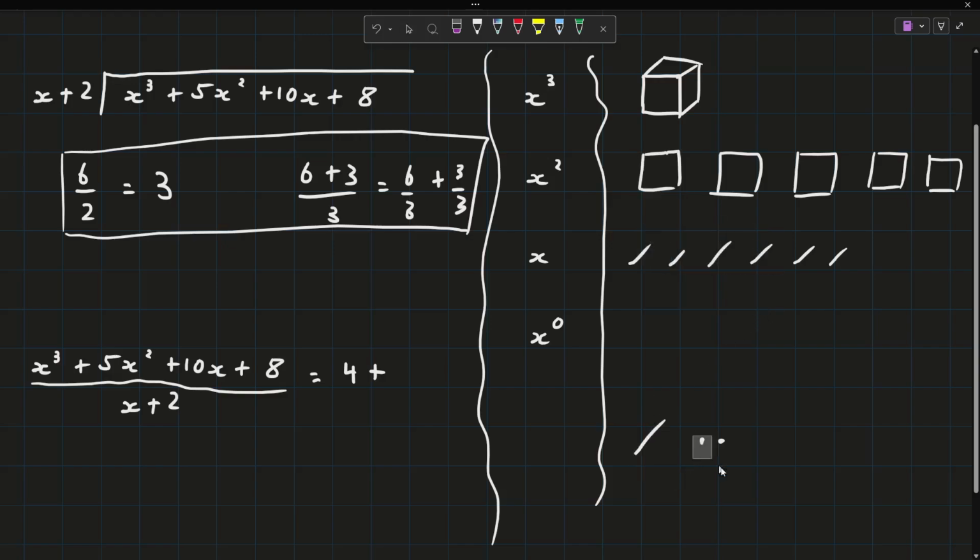So right now we have dashes and dots. What could we multiply this by to work in terms of squares and dashes? Pause the video and have a think.